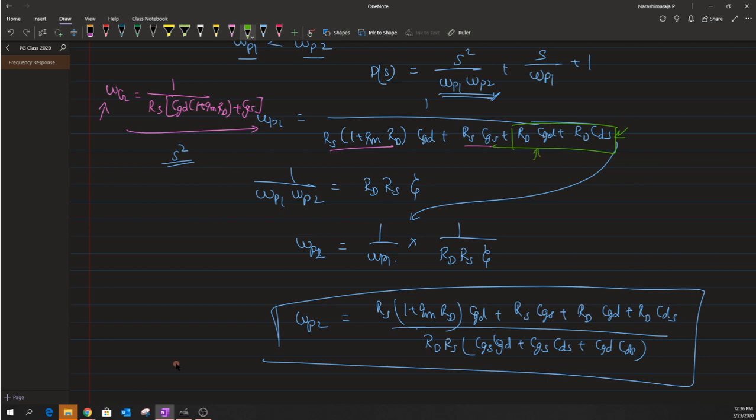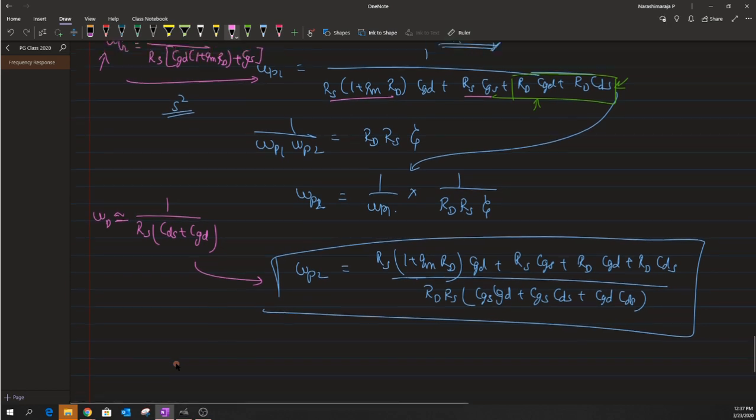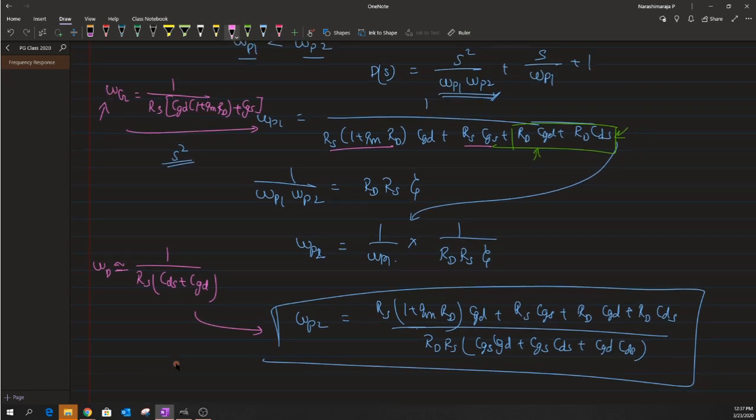And again, let us try to map the omega d value. The value of omega d is written as Rs into CDS plus CGT, and that was the pole that we estimated in the case of Miller's method. But when I look here, it's completely different. There are a lot of terms involved here. That's the reason why I stated that Miller's method doesn't estimate accurate pole frequencies.